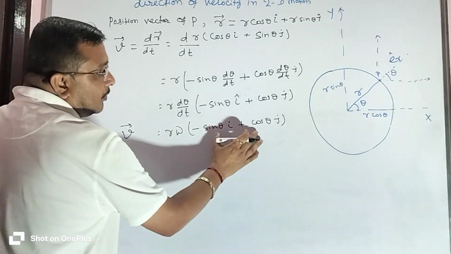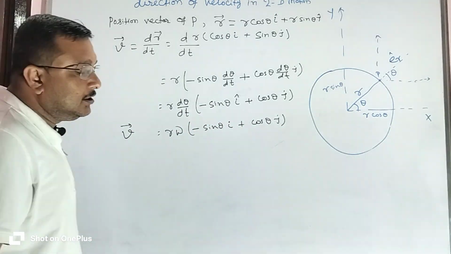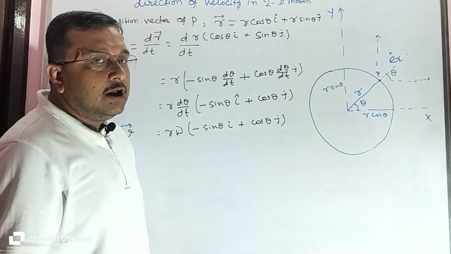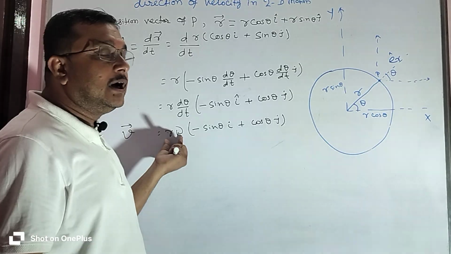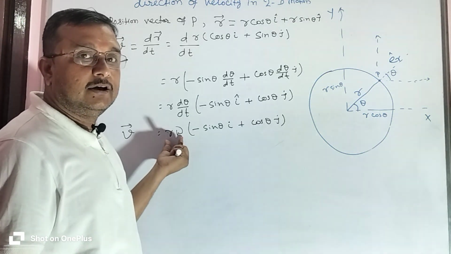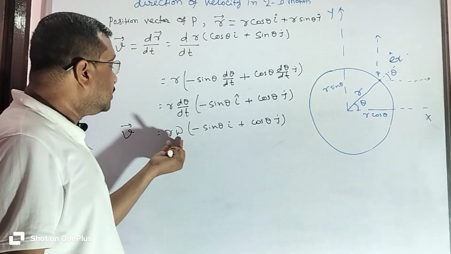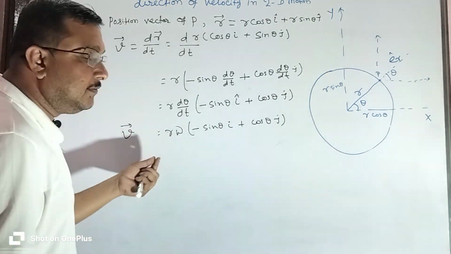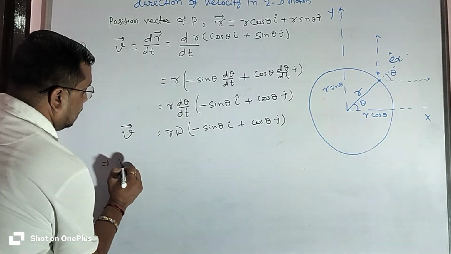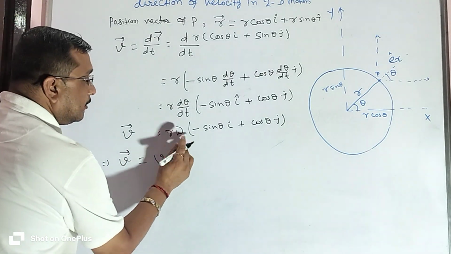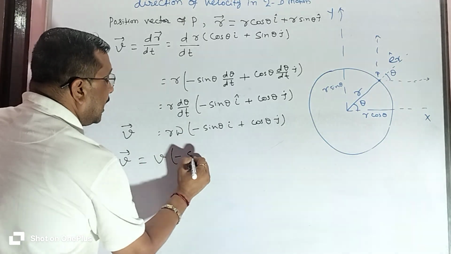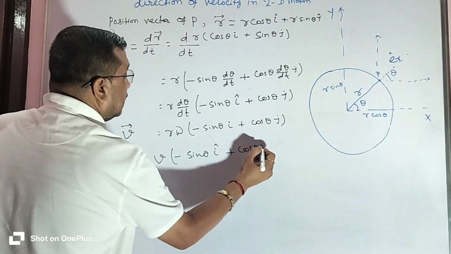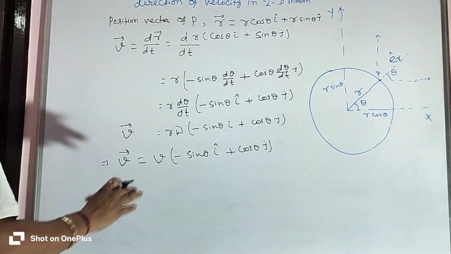This is also a unit vector, minus sin theta i plus cos theta j. But we see that r omega is what? R omega is the speed, meaning the magnitude of velocity. So what can we write from here? V equals V, r omega is equal to V, minus sin theta i plus cos theta into j. This will be the expression of V.